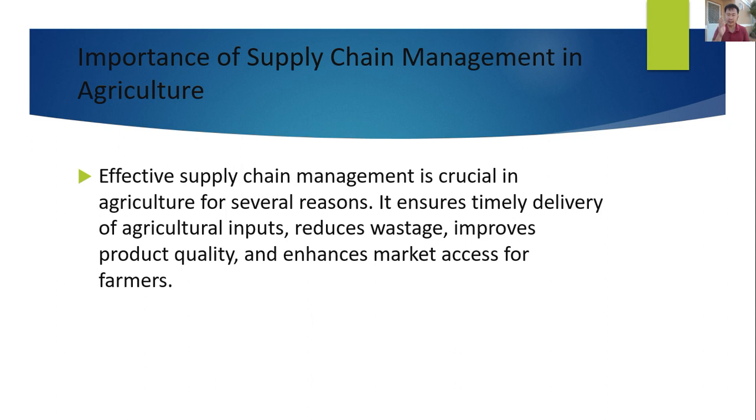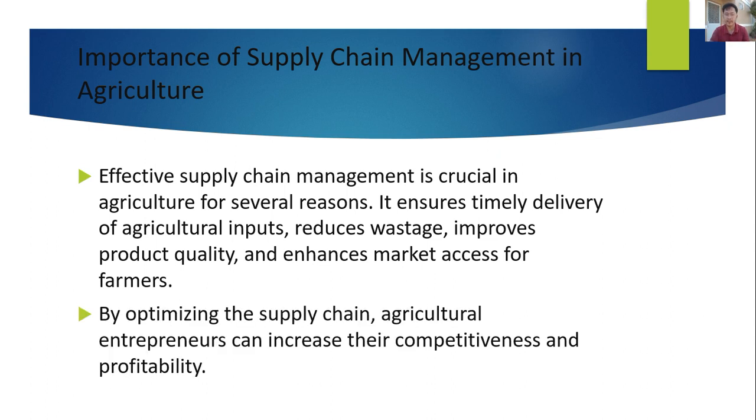So, the importance of supply chain management in agriculture: effective supply chain management is crucial for our agriculture for several reasons. It ensures the timely delivery of our agricultural inputs, reduces waste and wastages, and improves product quality. And it enhances market access for our farmers. And by optimizing the supply chain, agricultural entrepreneurs can increase their competitiveness and profitability.